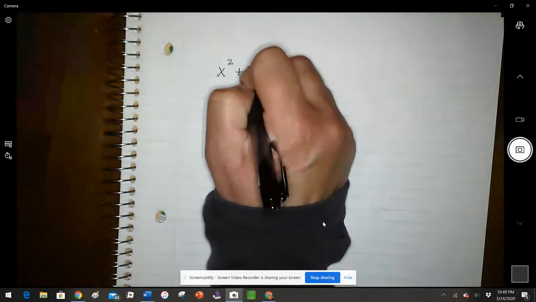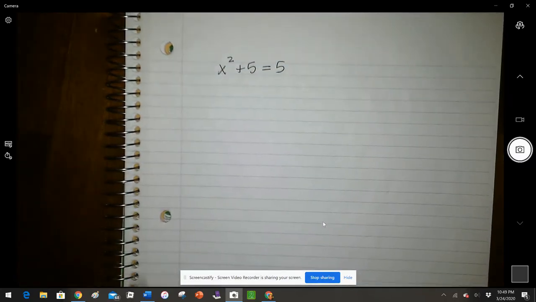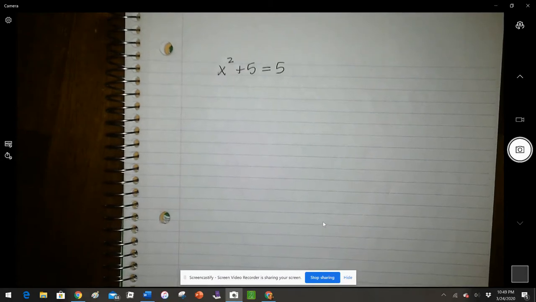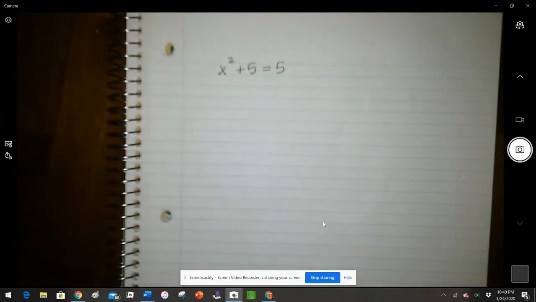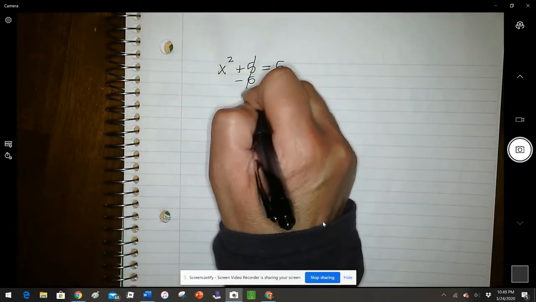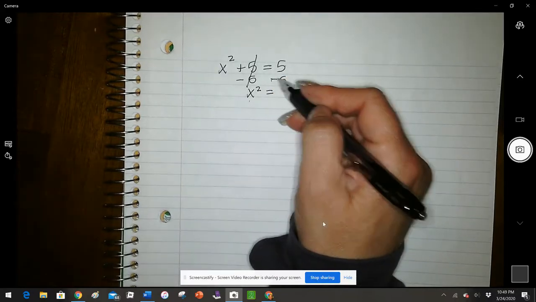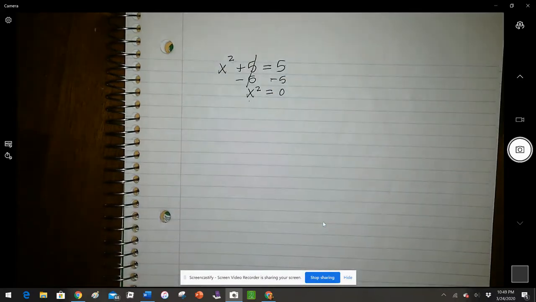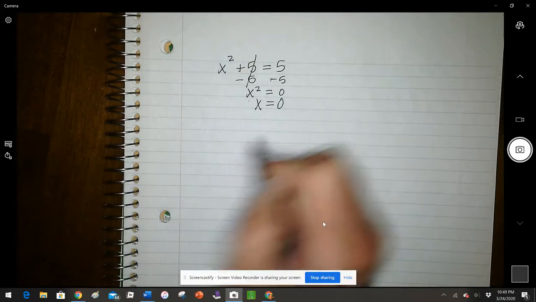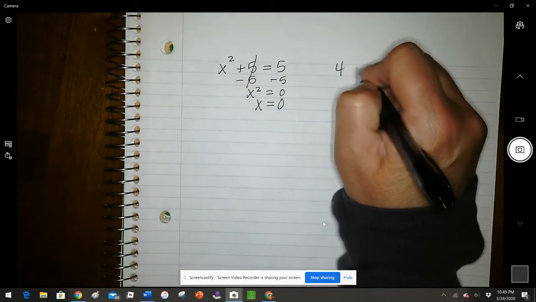Okay, so let's go try a couple of these examples and see what they look like. All right, so let's go do this one. How about x squared plus 5 equals 5? Well, we're going to have to go get x by itself. So let's go subtract 5 from both sides. And I get x squared equals 5 minus 5 is 0. Oh, I get x to equal 0. 1 solution.